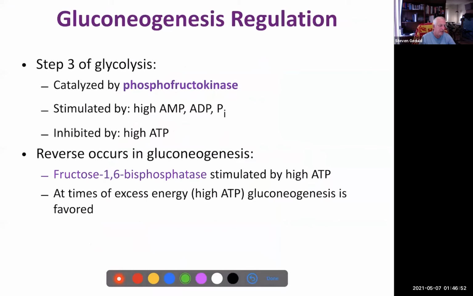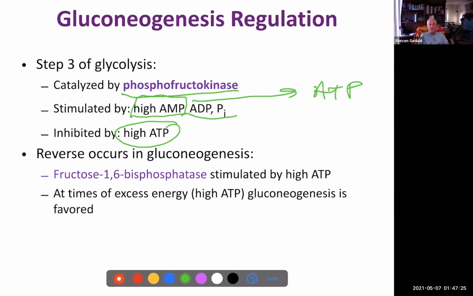The regulation of gluconeogenesis. What causes us to make glucose? Step 3 of glycolysis was catalyzed by phosphofructokinase, stimulated by high AMP, ADP, and phosphate levels. If you've got a lot of AMP, you need to make ATP, so that catalyzes the reaction. It stimulates it. What inhibits it is high ATP. If you've got a lot of ATP, you don't want to keep making more. You don't need to spend that energy if there's a lot in the system.